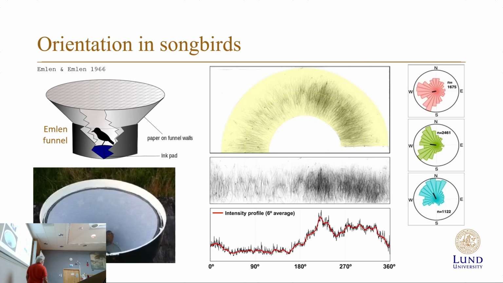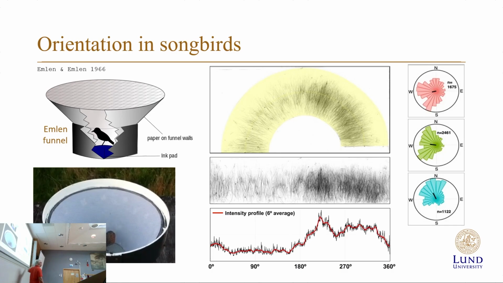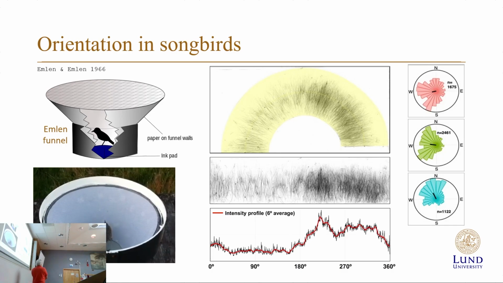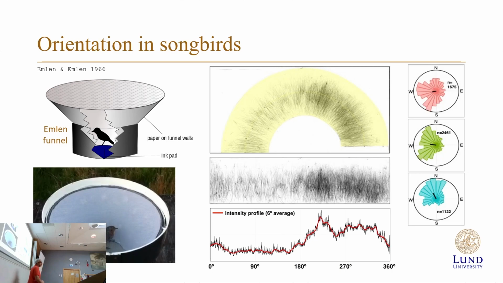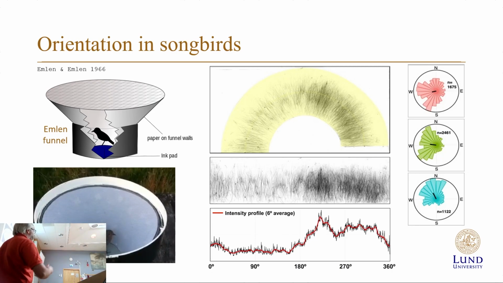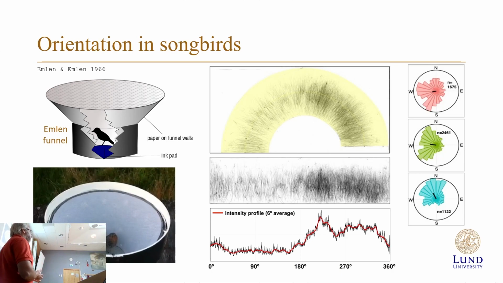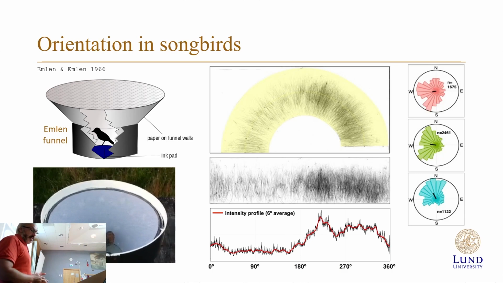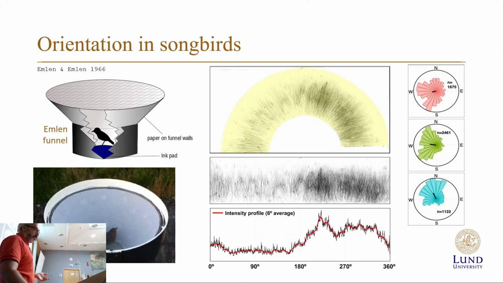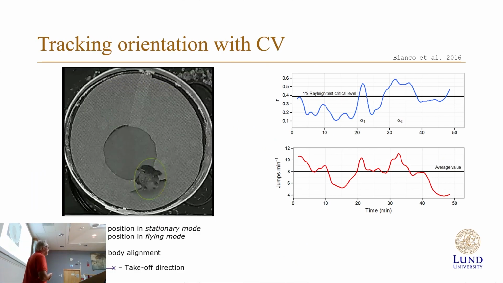It's like doing computer vision without a computer, because these marks represent a heat map of where the bird has been during your stay, and you can extract information about its orientation. Now, the problem is that we don't have temporal resolution here. And to get the temporal resolution, well, guess what? We use a camera, and then we track the behavior of the bird.